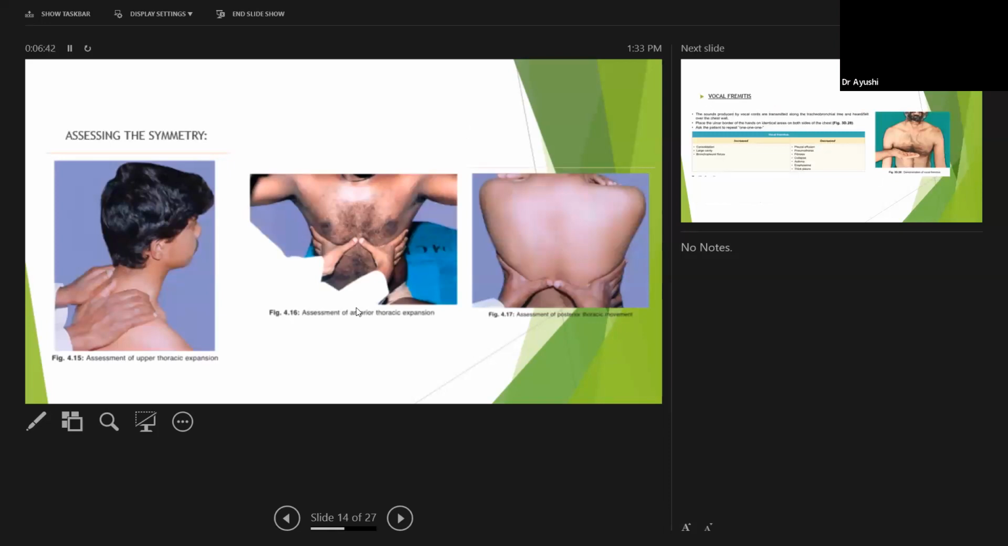Assessing the symmetry: we assess the symmetry of the upper thoracic part, the anterior thoracic part, and the posterior thoracic part. In the upper thoracic part, we keep both hands on the shoulders of the patient and ask the patient to inspire, and then we see whether the movement of the chest is equal on both sides or not. Likewise, in anterior thoracic expansion, we keep our thumbs on the anterior part of the chest and ask the patient to inspire deeply, and then we see the movement of our thumbs with respect to the midline, whether it is moving equally or not. Likewise, the posterior thoracic movement is seen.